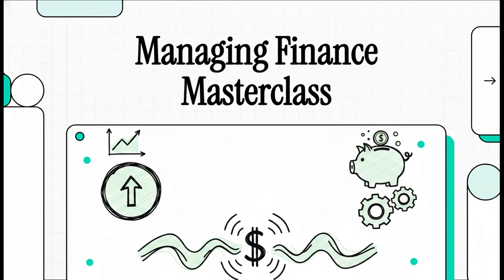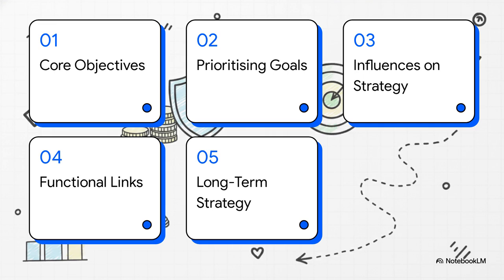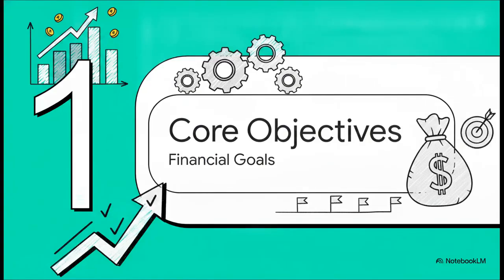Let's get started. Here is our agenda for this masterclass. 1. Core financial objectives explained. 2. Prioritizing your financial goals. 3. Influences on financial strategy. 4. Functional links across departments. And finally, 5. Competitiveness and long-term strategy. Let's dive into Section 1.